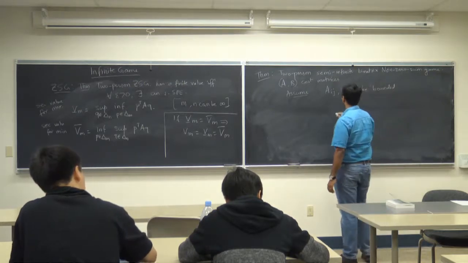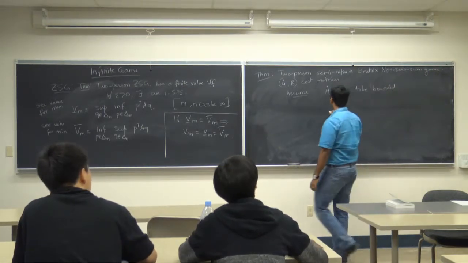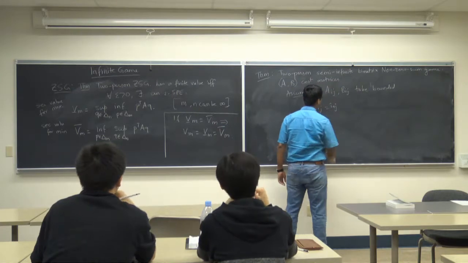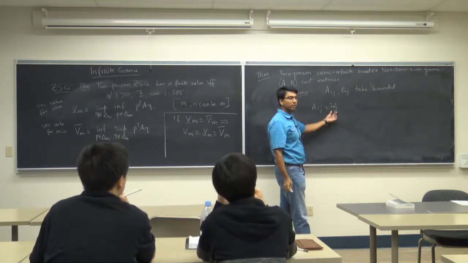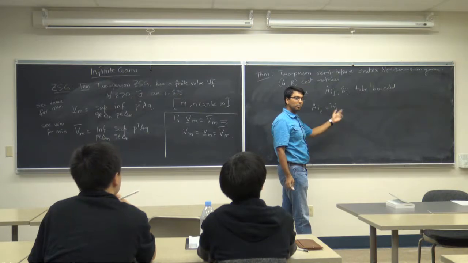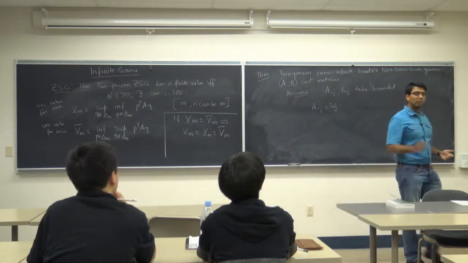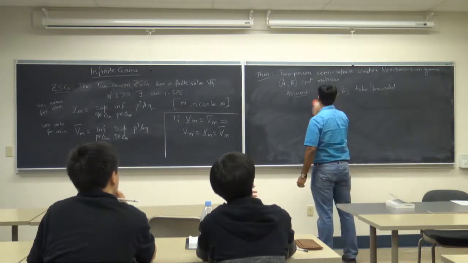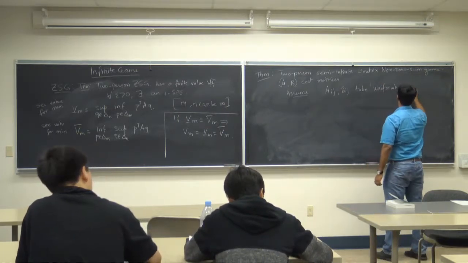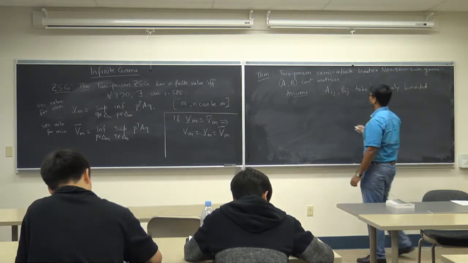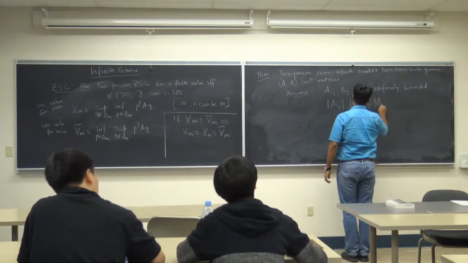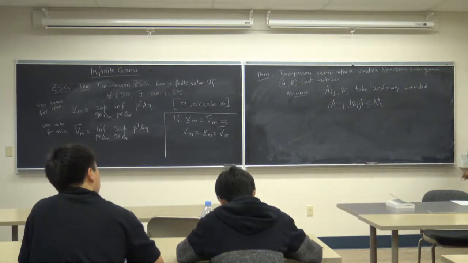Okay, so let's say my aij is equal to i plus j. So this is bounded. For every i, j, i plus j is bounded. Right? But what does it not satisfy? It goes to infinity. Yeah. So you want uniformly bounded matrices. So what you want is this should be uniformly bounded, which means that the absolute values of Aij and Bij should be less than or equal to some number M, for all i, j.